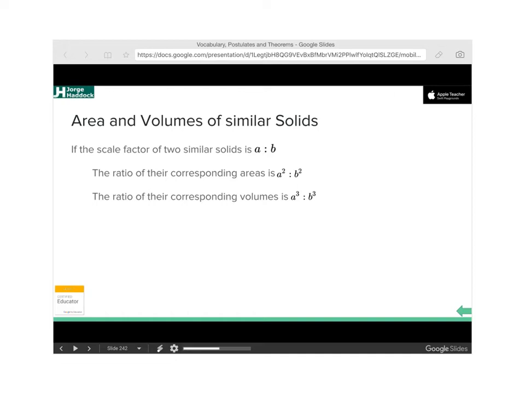So in this video, we're going to be working with similar solids, especially with the scale factor of the solids and corresponding areas and volume. The scale factor, as we did with similar polygons, is just the division of the sides. As long as every corresponding side is in the same proportion, then the two polygons are similar. It's the same with solids. The ratio of the corresponding areas is the square of that scale factor, and the ratio of the corresponding volumes is the cube of the scale factor.